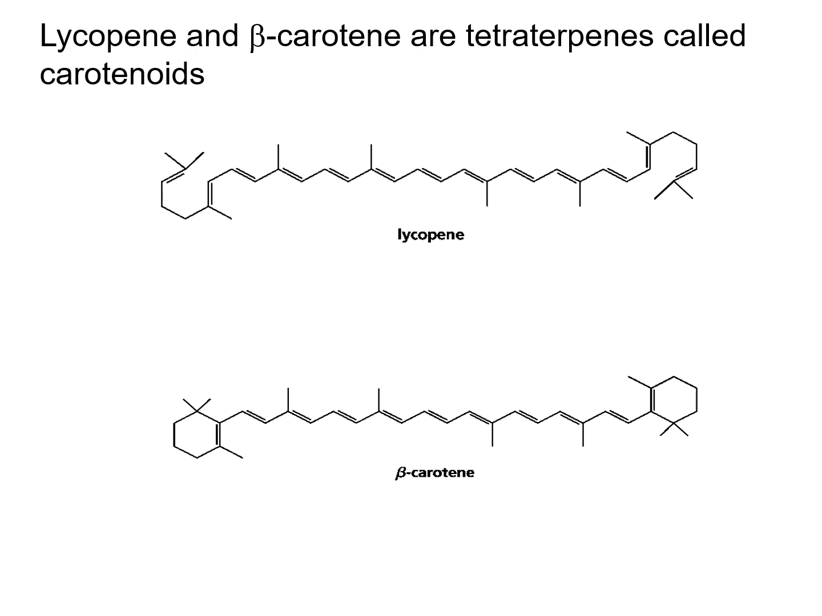Lycopene and beta carotene are tetraterpenes called carotenoids. These are tetraterpenes, meaning 40 carbon compounds, which can be produced from 8 isoprene units combined in a head to tail manner.